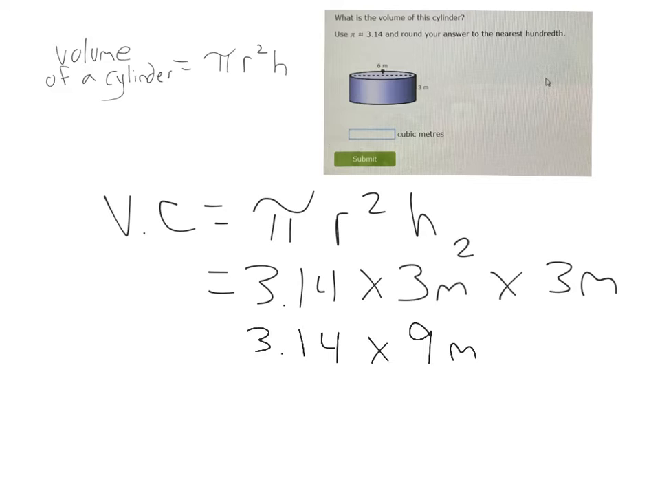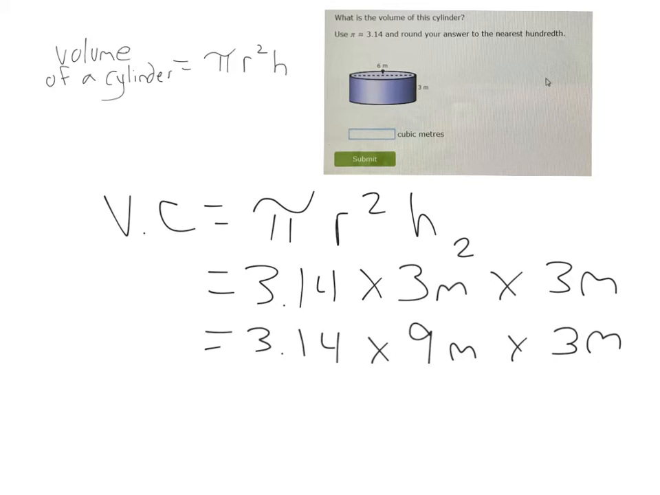3.14 times 9 meters times 3 meters. Take a moment, let's come up with an estimate. 3-ish times 9 is 27. 27 times 3, I know 30 times 3 is 90, so somewhere in between 80 and 90. We'll see, I'll plug it in.